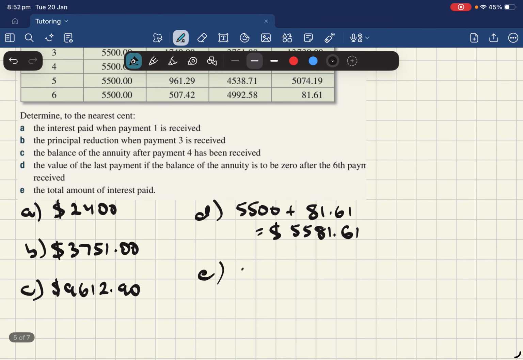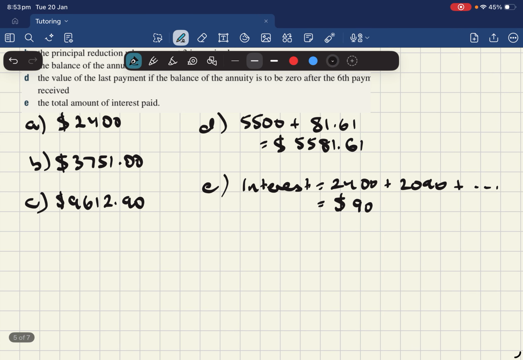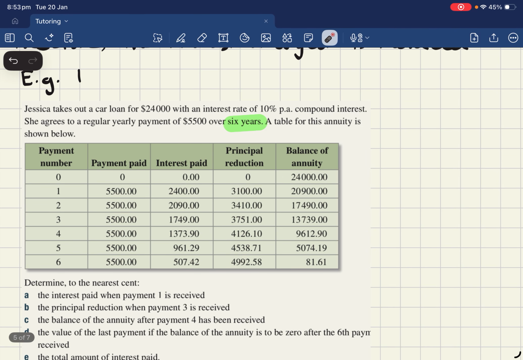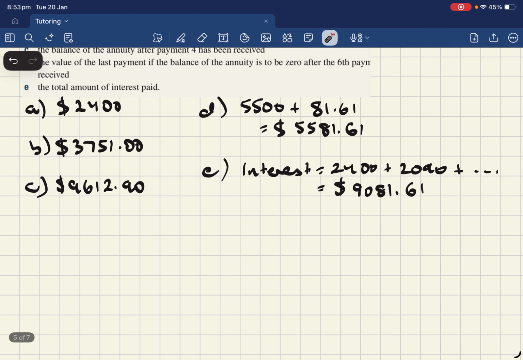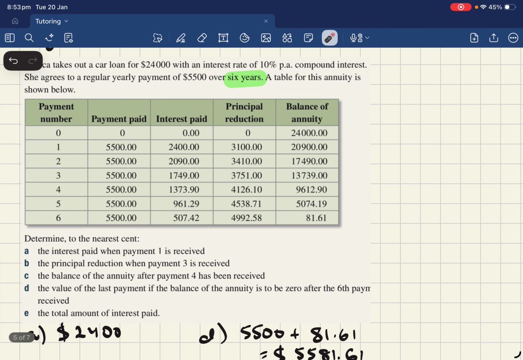But the last part, our interest just equals 2,400 plus 2,090 plus ... We can just add them all together. So pause this video. You can do this on your calculators if you'd like, but I'm just going to go straight into the answer. When we add all of these up, these interests, we get $9,081.61. So we have paid off the $24,000, but we've also had to pay an extra amount in interest. But these are basically the mechanics for how a loan, an example of an annuity, will work.